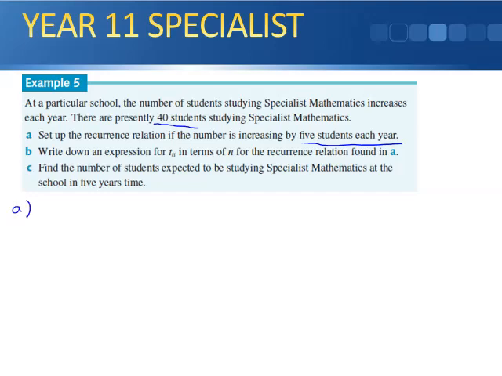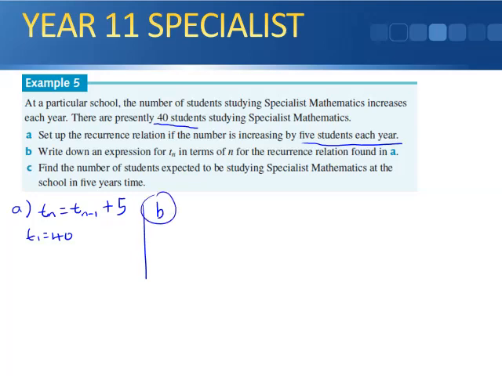Okay, so part A, to get the next year, we have to get the previous year, which is n minus 1, and we are adding 5 because it increases by 5. And of course we know that t of 1 equals 40.